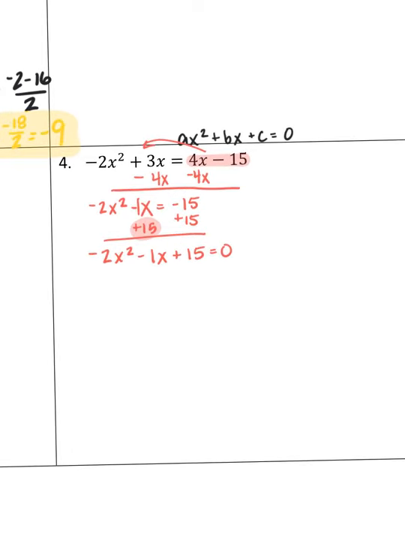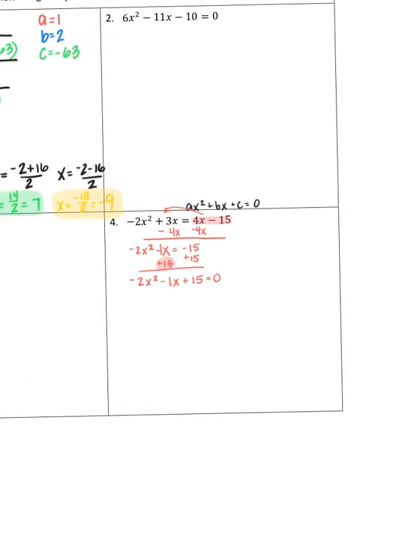And remember, we have our A. A is the number before x squared. B is the number before x. And C is the number that's by itself. So let's write those out.